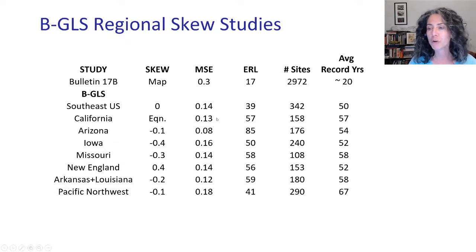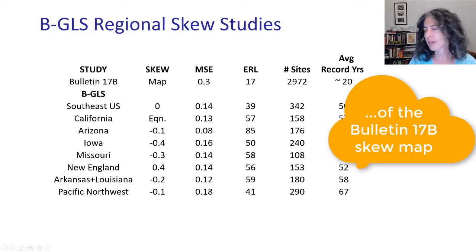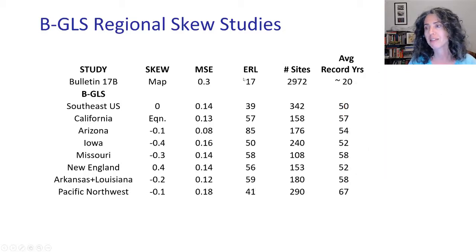All of the other studies produced the best equation being simply a constant, which was rather surprising. But also more interesting is the mean square errors are all about half the size of the mean square error of the skew map, half the size or less, and the equivalent record lengths are quite a bit longer than the 17 years provided by the skew maps. So what this means is in the future, when we're doing studies that include a regional skew and therefore a weighted skew, those skews are going to have a lot more influence on our fitted frequency curves.